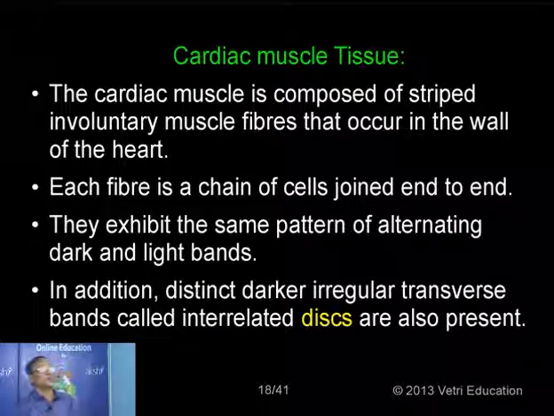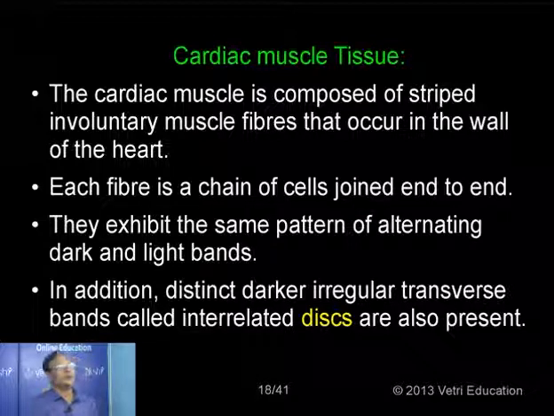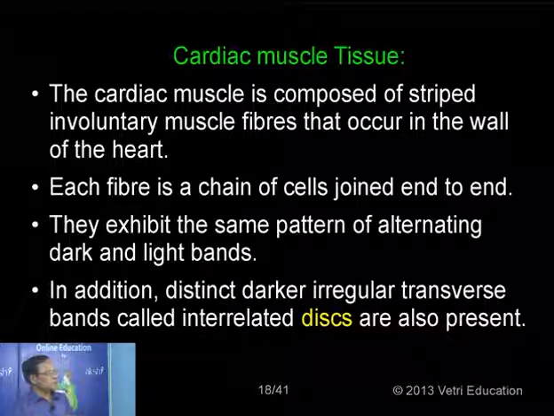Now let's pass on to the third type of muscle, a special type of muscle found in the wall of the heart, a special type of striped muscle that works for a longer period without getting tired. So it is nothing but a special type of muscle present in the heart, actually striped in nature, made up of fibers found in the wall of the heart.